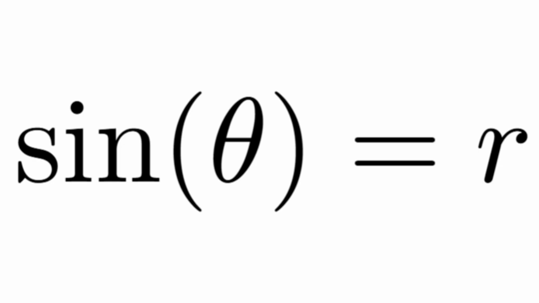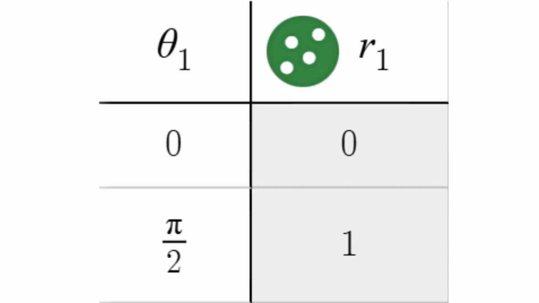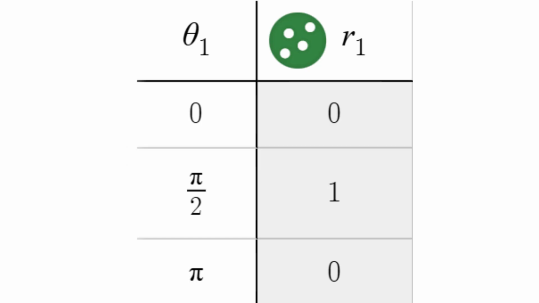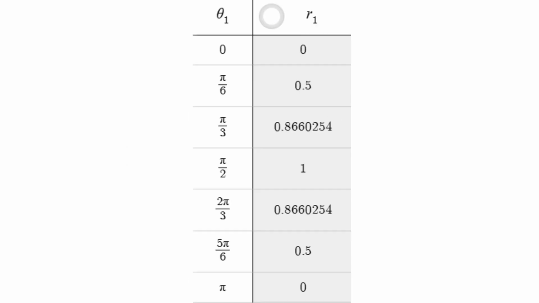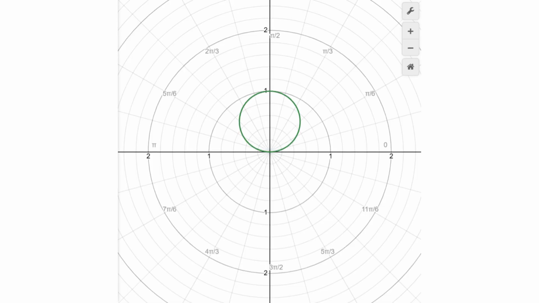Let's start by plotting this like we would with a typical function and create a table. So, for theta equals 0, we get 0, for pi over 2, we get 1, and for pi, back to 0. Now we continue on and fill up this table. We now have a list of polar coordinates, which we can plot down and get this. We can now connect the dots and we get a circle for sine of theta.